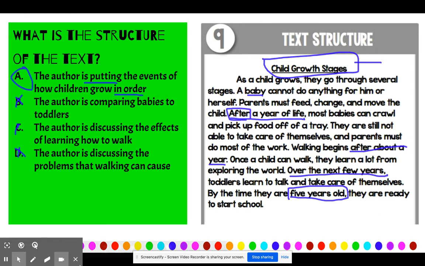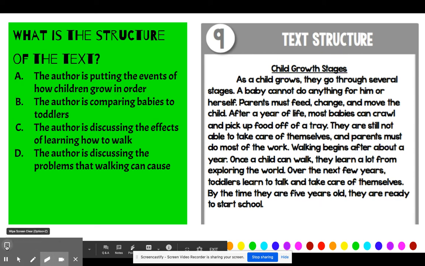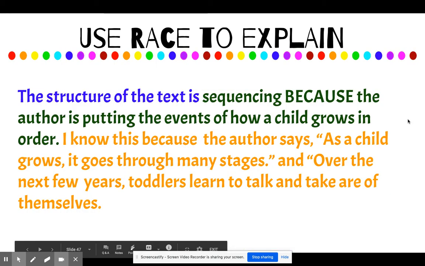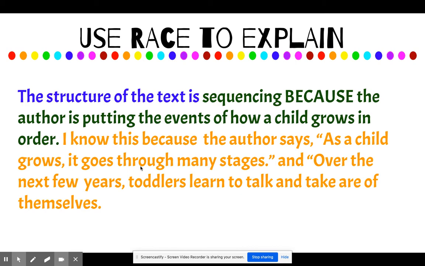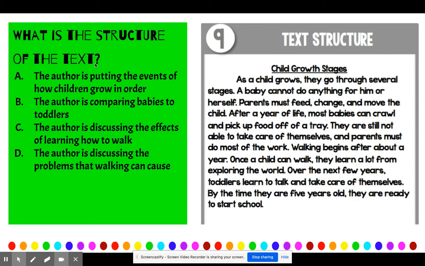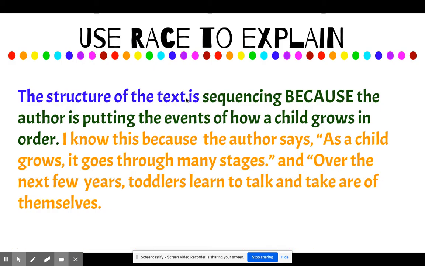Now, we're ready to put this into RACE, okay? There we go. I know that with my R, I'm going to restate. This is my question. What is the structure of the text? The structure of the text is, I'm going to answer, sequencing. Then I give that big, pretty because, because I've got to tell my reader what the author was doing. The author is putting the events of how a child grows in order.